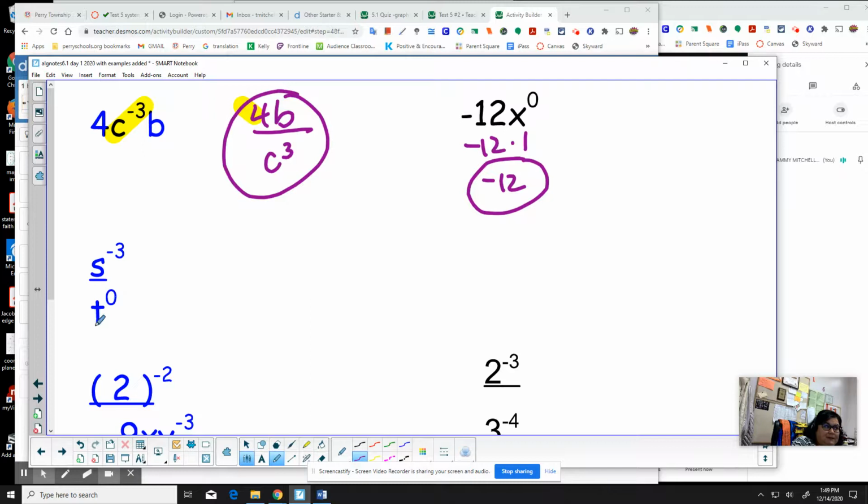Okay, again, I've got t to the 0. Well, that's 1. But that's unhappy. S to the negative 3 has got to go down to the bottom. So that's going to be 1 over s to the third.